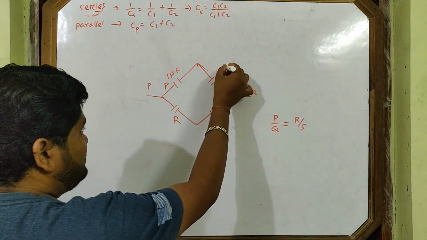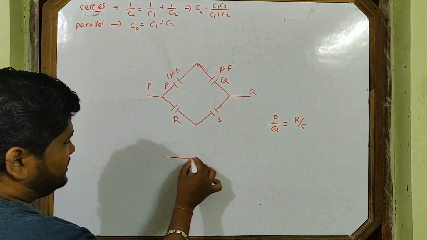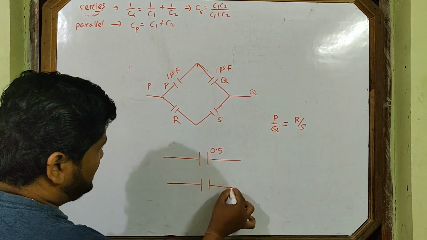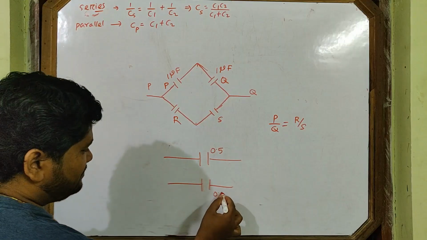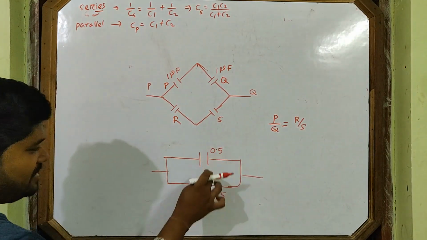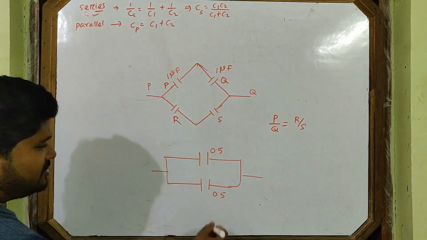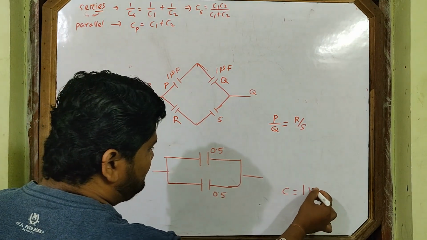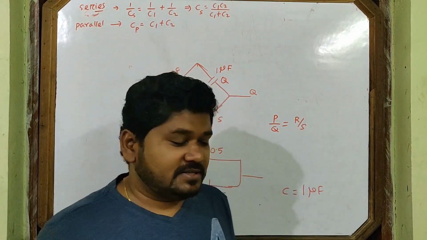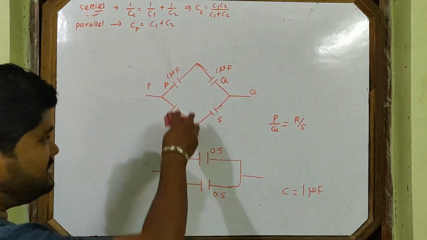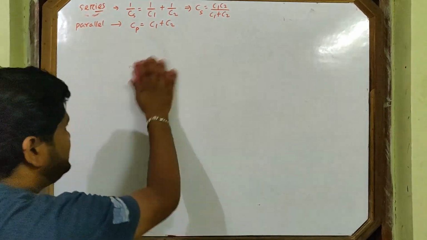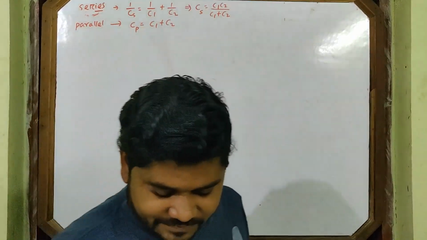So 1 microfarad in series connection becomes 0.5, and R and S in series connection also become 0.5, and these 0.5 are in parallel connection. The final answer is 1 microfarad. This is the effective capacitance of this Wheatstone bridge connection. Understand this one? Then we will go to the next question.